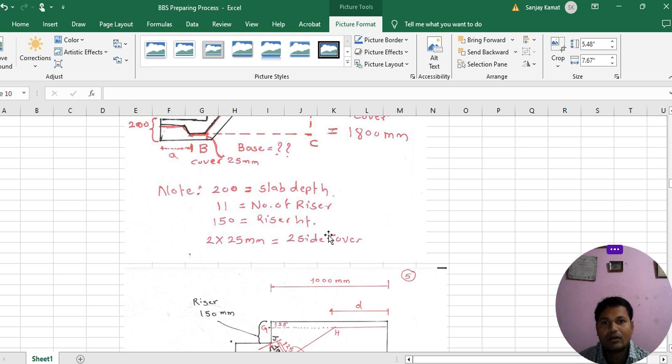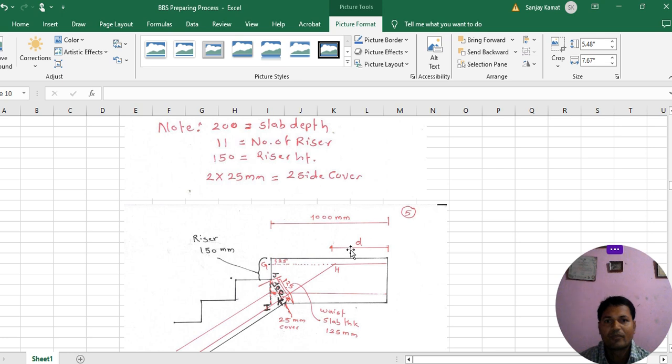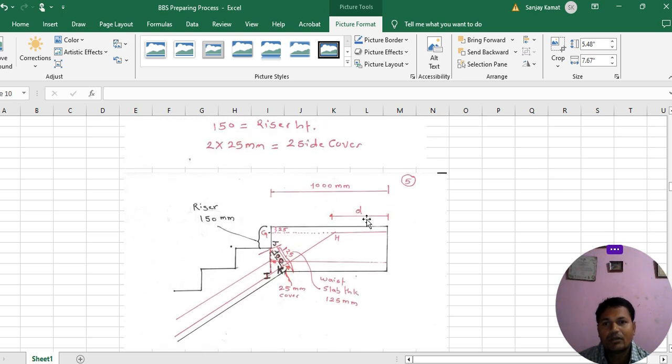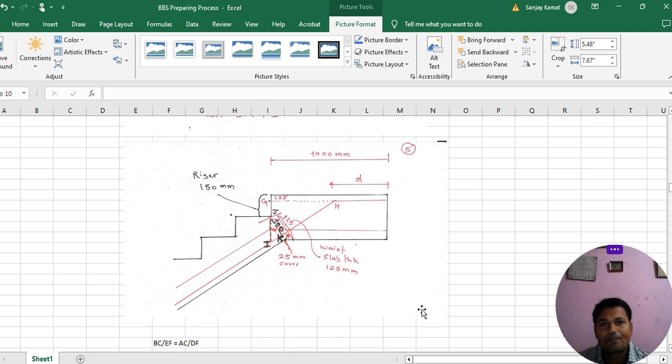the riser height is how much? 150. Okay. So we know two side is how much? Two side is 2 into 25, if you do, then how much will it come? 50. So side cover, if you multiply 25 into 2, then this will be 50. So now you can see this is 1000. From here to here, this is your landing 2, because we are moving to the upward position, upward side.